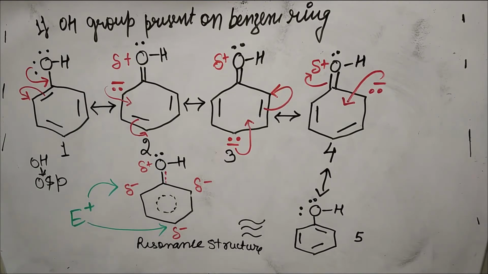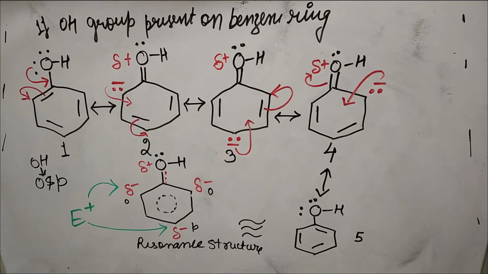You can see the resonance structure, and we found that in the resonating structure the negative charge will appear at the ortho positions and the para position. Because of the partial negative charge, the electrophile will attack or substitute at either the ortho position or the para position. So you will get a combination of ortho and para products if the phenol group is present. So we can say that the OH group is an ortho para directing group.